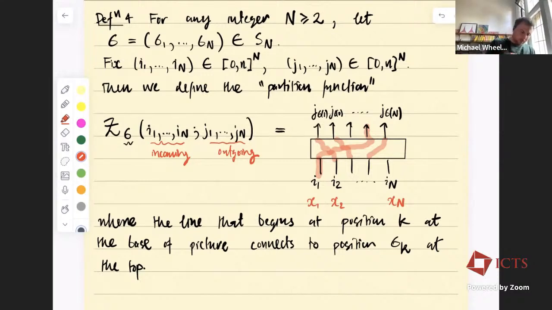Sorry, can I ask a question? Yes. Doesn't this always also depend on the height? I mean, you need to know how many rows there are in between the bottom and the top, right?